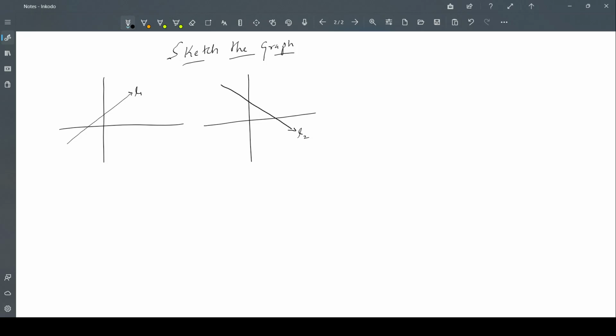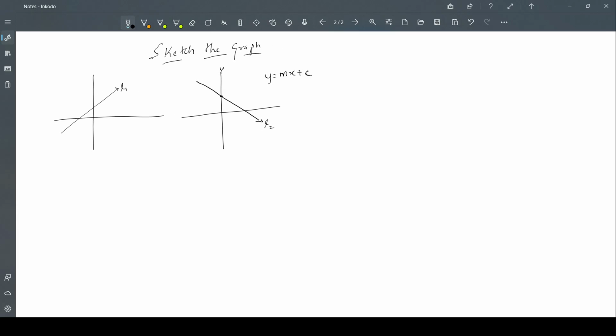So that's how it looks. An equation of line can be written as y equals mx plus c, where c is the point where it cuts the y-axis, right? And m is the gradient. m is rise over run. We discussed these things in part 1 and part 2, so watch through that.